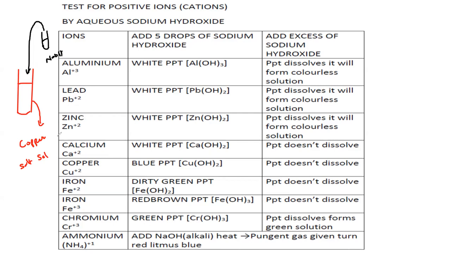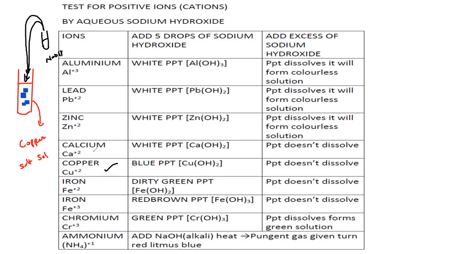When we add the sodium hydroxide to a copper salt, what you will observe is a blue precipitate. The solid which forms will be blue in color. And when we add excess, the term excess means more than enough, adding too much. The moment you add excess, the precipitate does not dissolve, it remains insoluble. The solid will not disappear, it will remain as it is. So it means you have a copper ion.